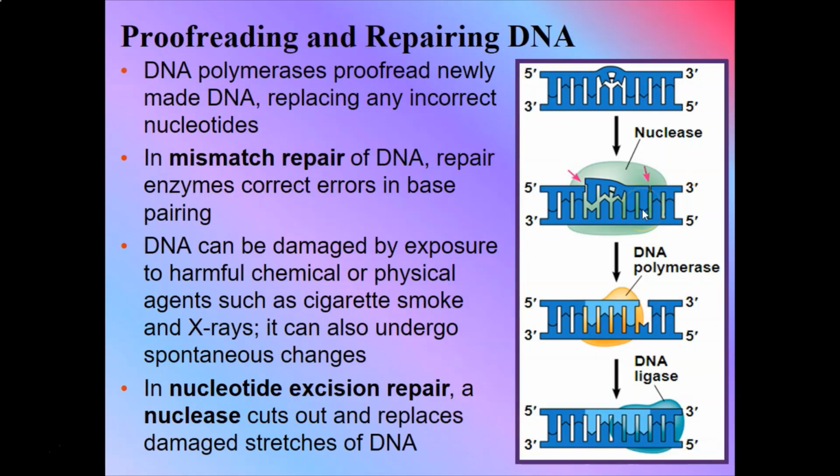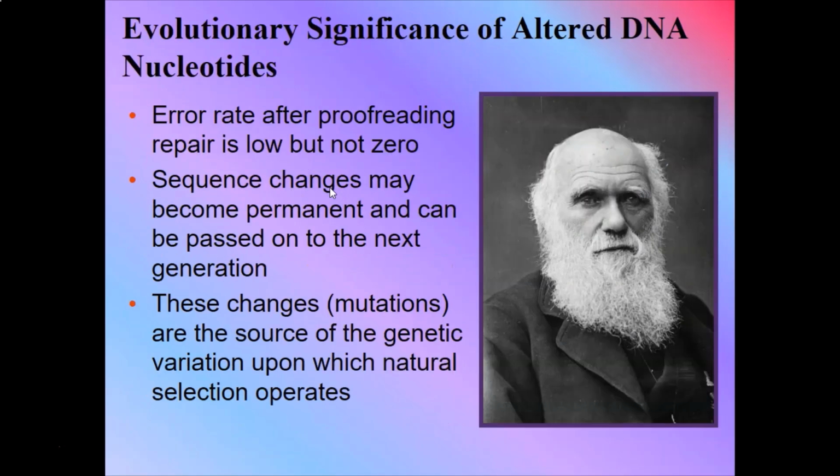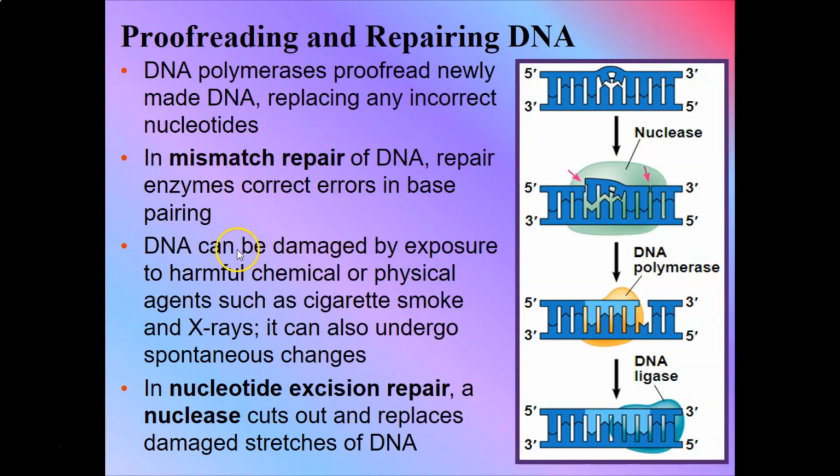Now, last part for today, there are some issues that happen here. You do make mistakes sometimes, and if you don't catch these mistakes, that's a mutation. And some of them, as you know, can be heritable. But for the most part, you're mutating somatic cells, no big deal. Well, it could be a huge deal, but you don't pass those on. So DNA polymerases can also proofread newly made DNA, replacing any incorrect nucleotides. In mismatch repair of DNA, repair enzymes correct errors in base pairing, pretty cool. You have genes that can actually make these enzymes, which is pretty neat.